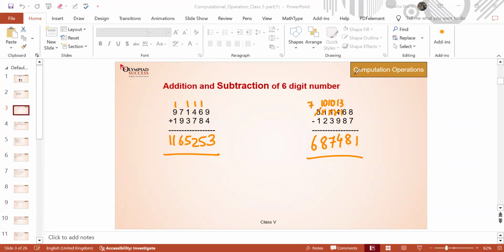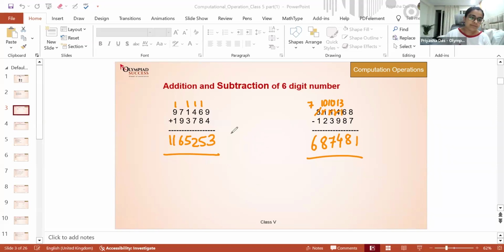Okay, ma'am. Yes. Ma'am, for that 6 minus 8, in the second question, 6 is less than 8, so shouldn't we put 16? Then only I got 8. How did I get 8 otherwise? Oh, thank you, ma'am. 16 minus 8 is 8, no? Yes. Okay, done. Now let's get started with some word problems.